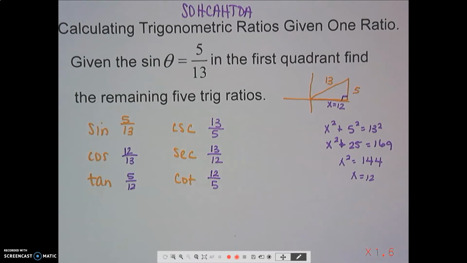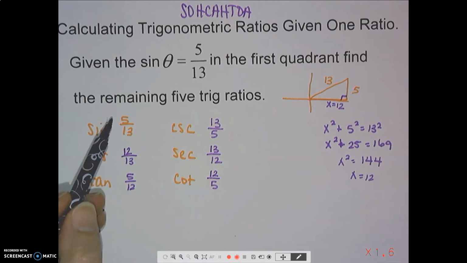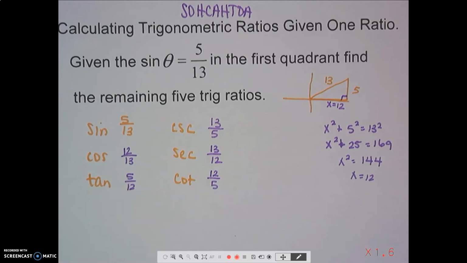Now you could still use the fact that tangent is sine over cosine. If you take 5/13 and divide it by 12/13, you're going to get 5/12. So it's up to you. I think it's just easier to use SOHCAHTOA though. So given just one of them, we're going to be able to use that information to figure out the rest of the triangle pieces.